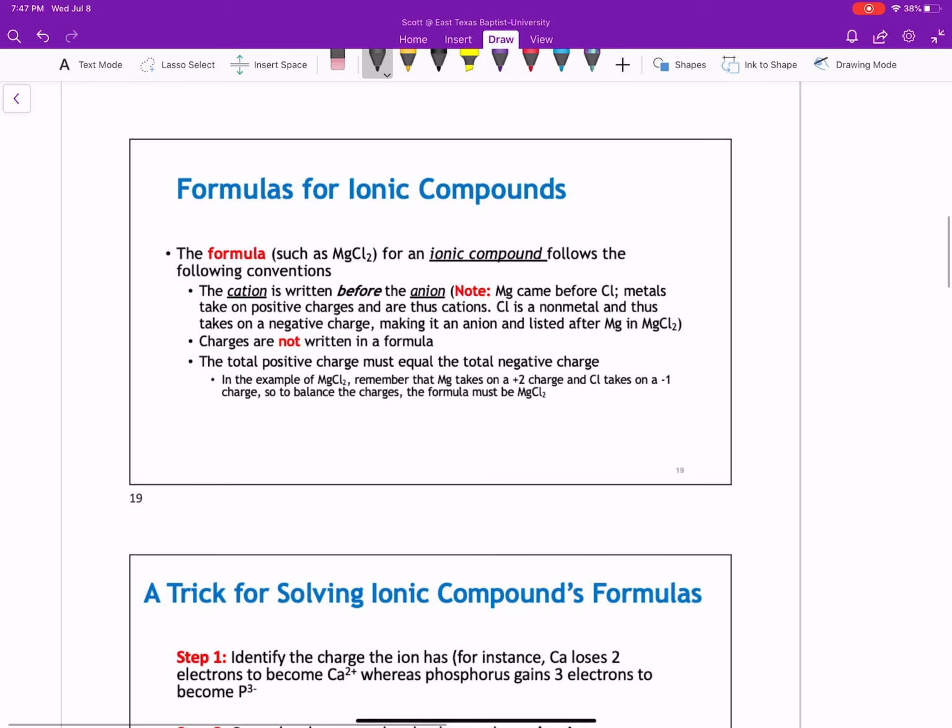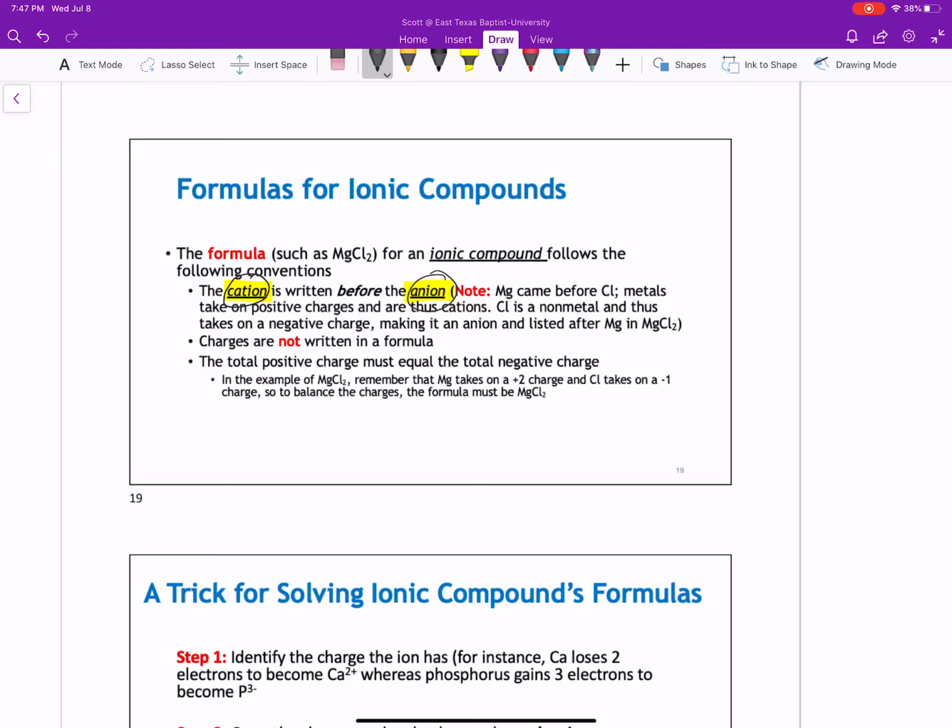So the formula, such as MgCl2 for an ionic compound, follows this convention. Okay, you always write the cation before the anion. So if you don't have good command of how to determine which is which, you may want to go back to the previous video, but recall that cations are formed from the metals and the anions are formed from the nonmetals. So if you're not great at uncovering what the metal is or the nonmetal, you may want to go back and read your textbook, but recall that the metals occupy the majority of the periodic table, mainly the middle to left-hand side, and the nonmetals are the right-hand side.